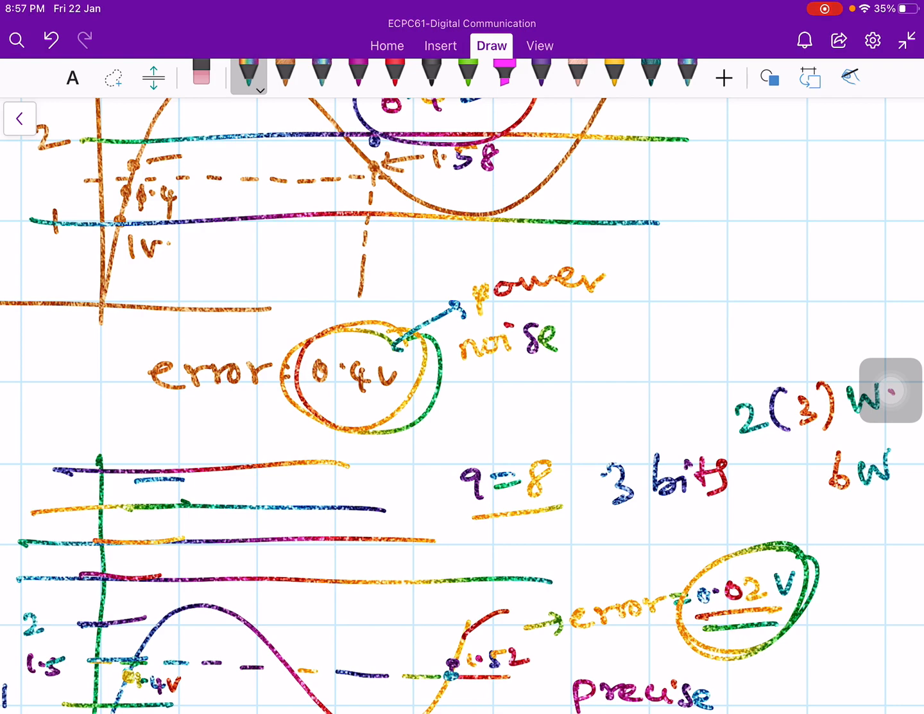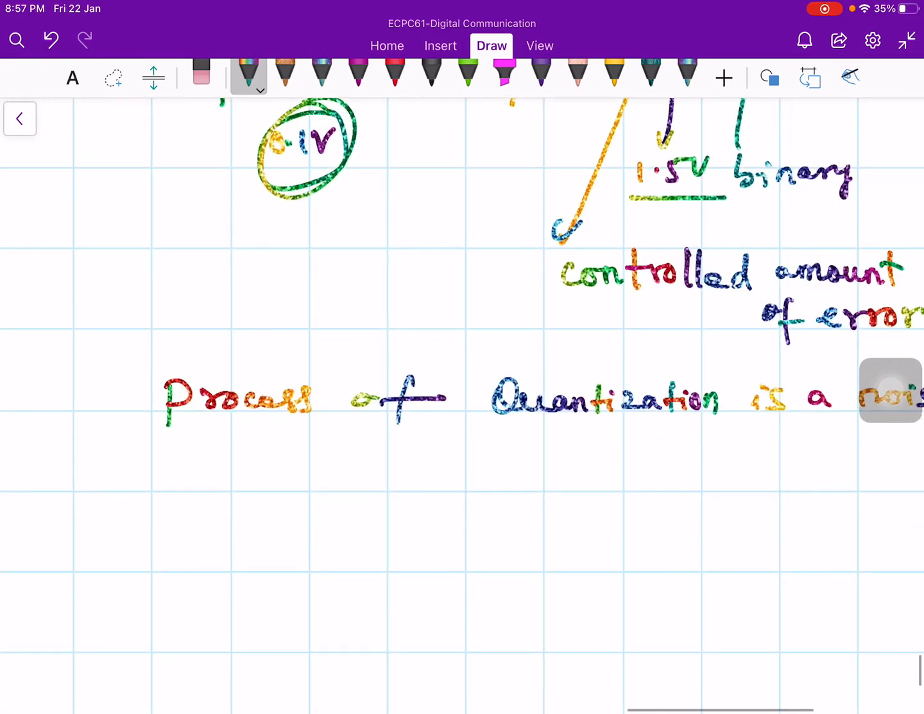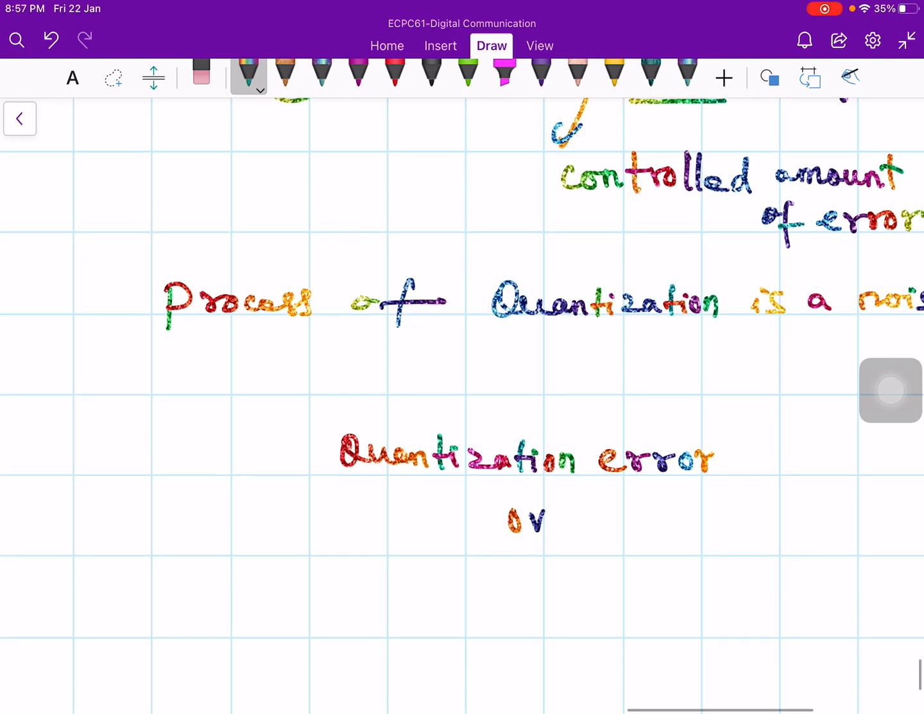So you can call it quantization error, or you can also call it quantization noise. That we will discuss in the next class.